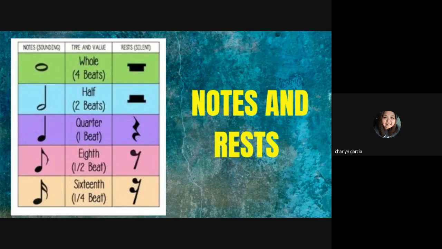So let's have a review. These are the different kinds of notes and rests. Whole note and whole rest receive 4 beats. Half note and half rest receive 2 beats. Quarter note and quarter rest receive 1 beat. Eighth note and eighth rest receive 1/2 beat. And 16th note and 16th rest receive 1/4 beat.